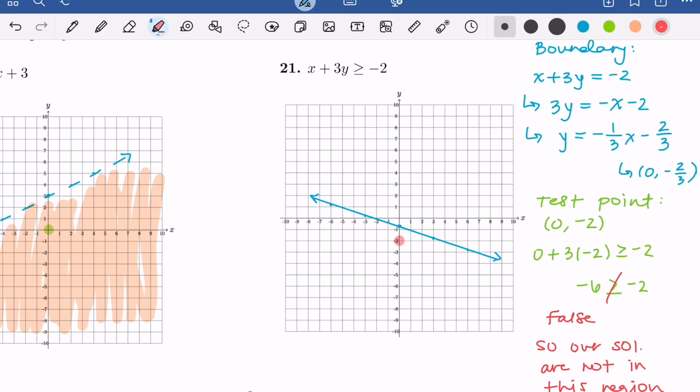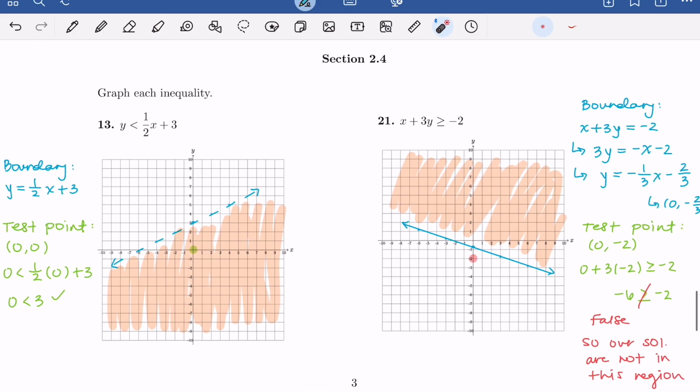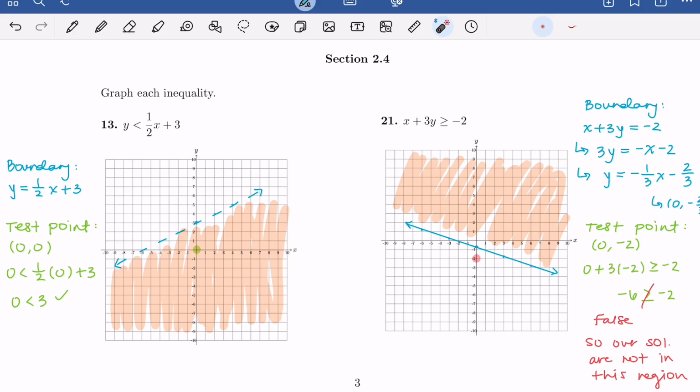So that means we're going to shade everything on the opposite side of this line. All of our solutions are going to lie in this region, including everything on this blue line as well. All right, so that's how we would graph these two inequalities.